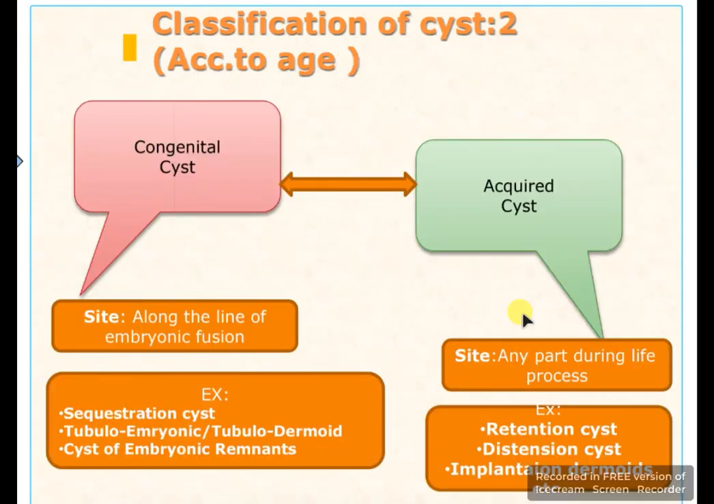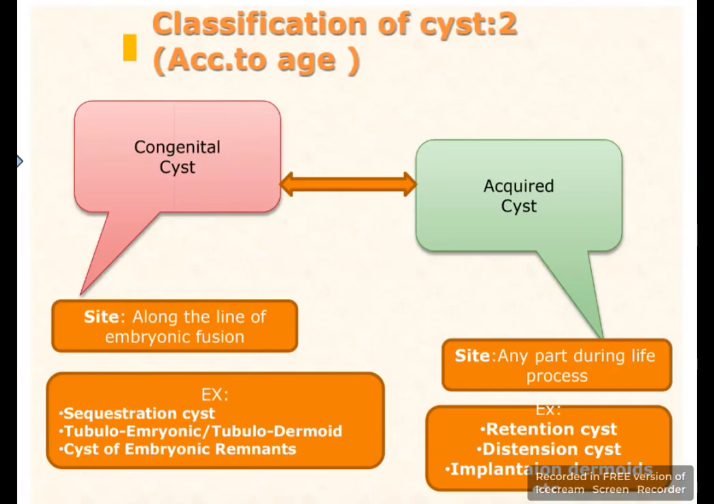This is another type of classification of cyst. Cysts are differentiated into two types. One is congenital cyst and another is acquired cyst. In congenital cyst, these are the cysts which are present along the line of embryonic fusion. Also, these are filled with tissues that are normally found in the outer layer of the skin. They may contain sweat, oil glands, hairs, teeth, etc.